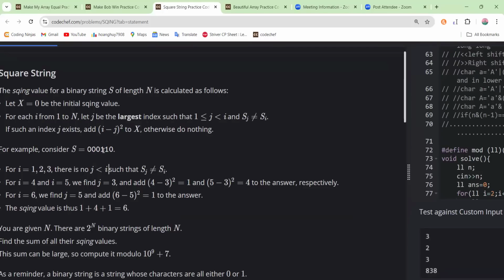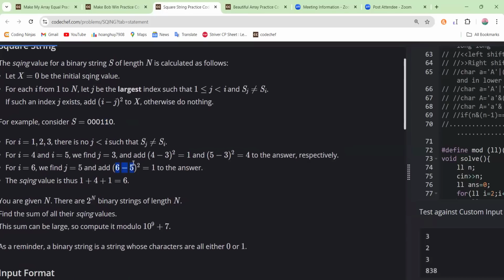So what will be the squing value? Squing value will be 4 minus 3 square. Similarly, for this particular character, the largest index such that sj is not equal to 1, that is this particular character, will be 3. So 5 minus 3 square. Similarly, for this particular character, the largest index such that the values are not equal is this particular index 1. So 6 minus 5 square. So the total squing value will be 1 plus 4 plus 1, that is 6.